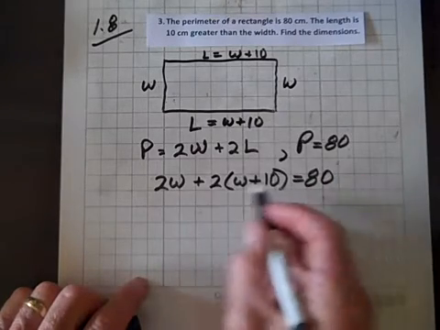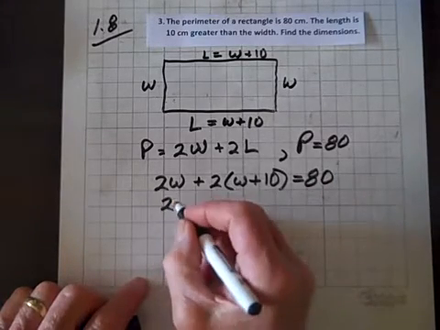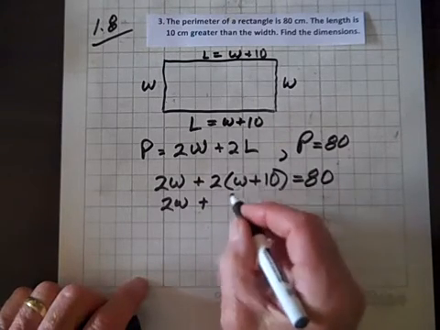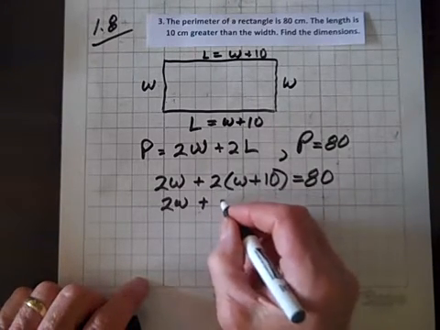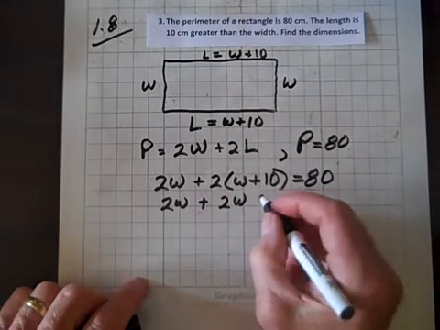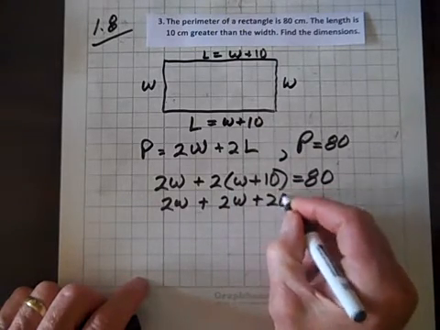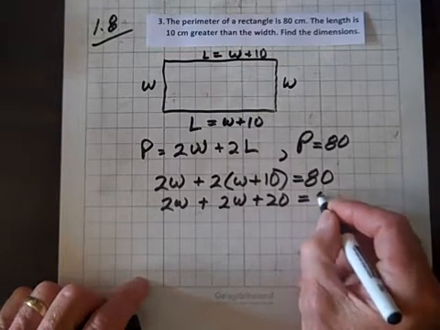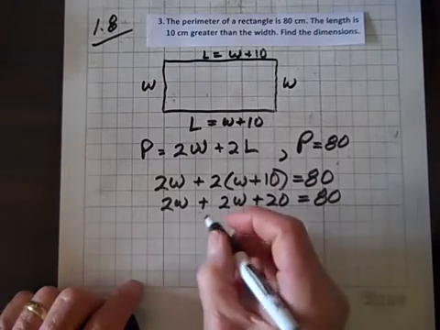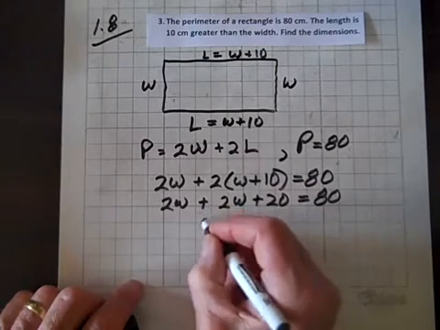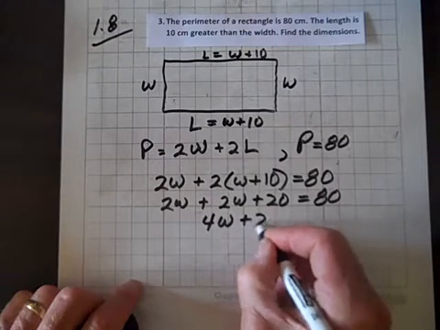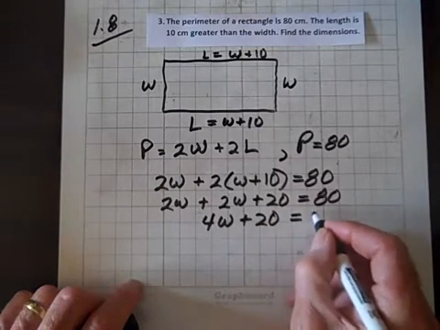And now we have 2w here. Let's distribute this 2. So 2 times w is 2w, and 2 times 10 is 20. And that equals 80. Now let's combine like terms. So how many w's do we have? We have 4 w's altogether plus 20 equals 80.